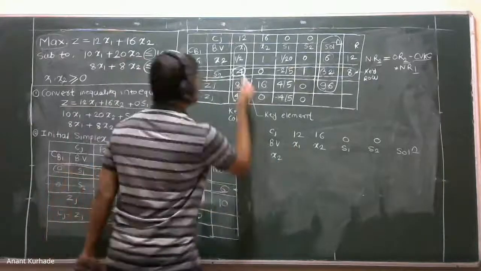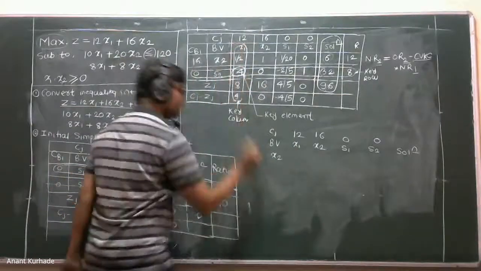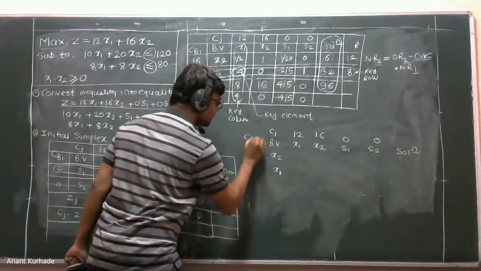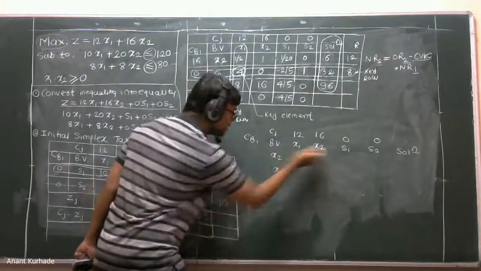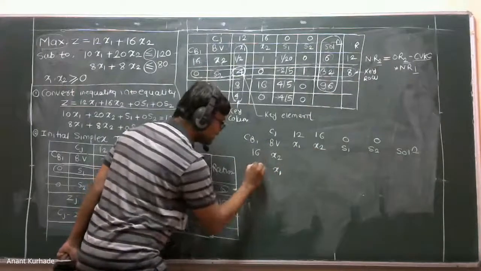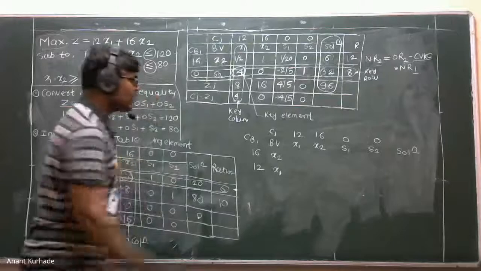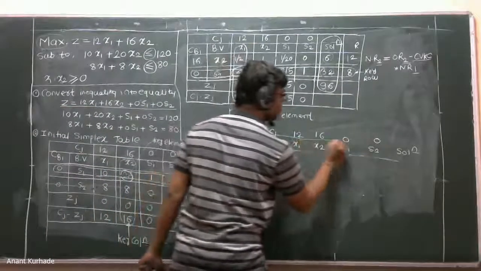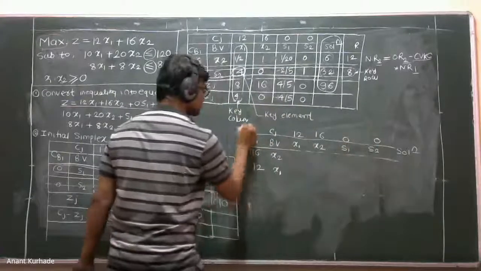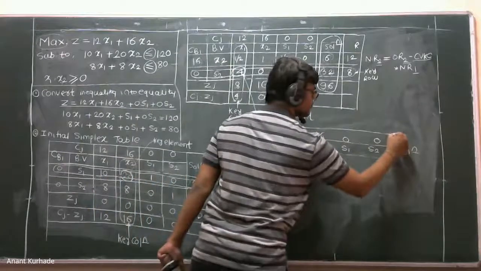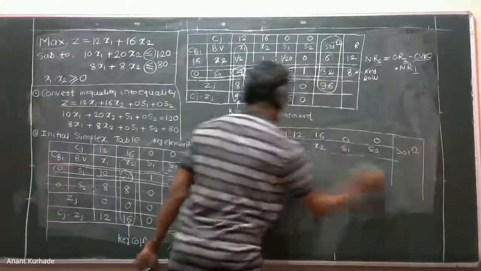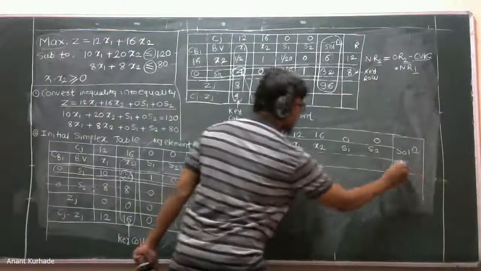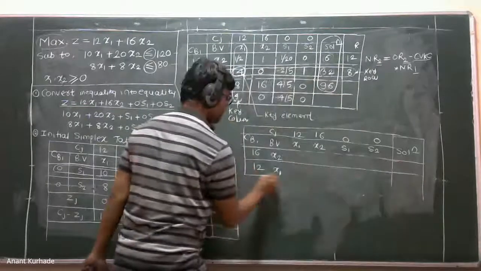Now here from the previous simplex table S1 is entering, so we can write here x1, not S1, x1. Write down here CB and the coefficient of x2 is 16. Coefficient of x1 is 12. Okay, now we draw this table. If you have doubt, please ask. It is simpler than the graphical method.